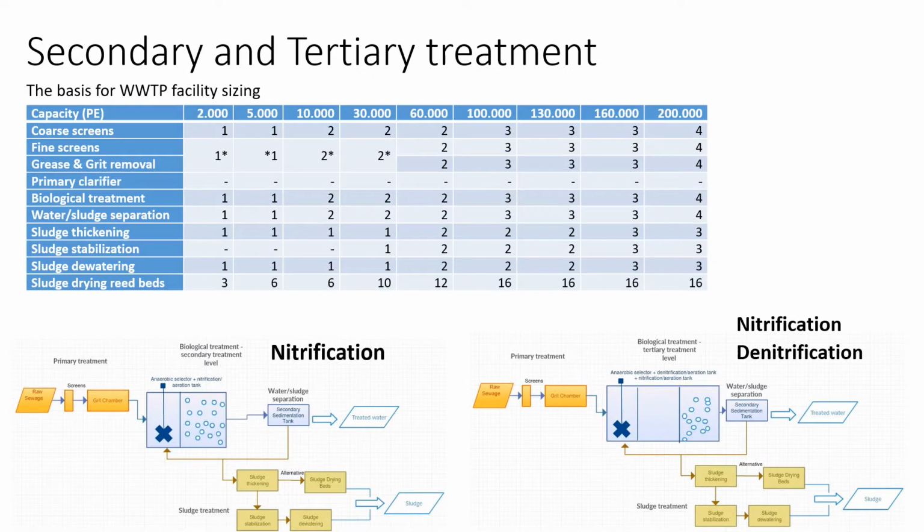German design guidelines have been followed for the sizing of wastewater treatment plant model. The basis for facility sizing is presented in the table. Model does not include primary clarifiers because anaerobic sludge stabilization is not included in the sludge treatment line. However, this kind of sludge treatment can be of interest for wastewater treatment plants with capacity bigger than 100,000 PE. For secondary treatment level, model predicts anaerobic selector plus nitrification aeration tank. And for tertiary treatment level, model predicts anaerobic selector plus nitrification plus denitrification aeration tank.